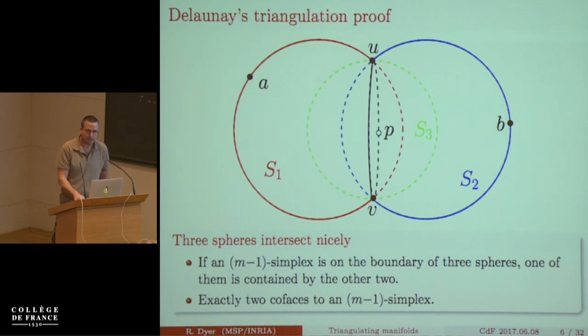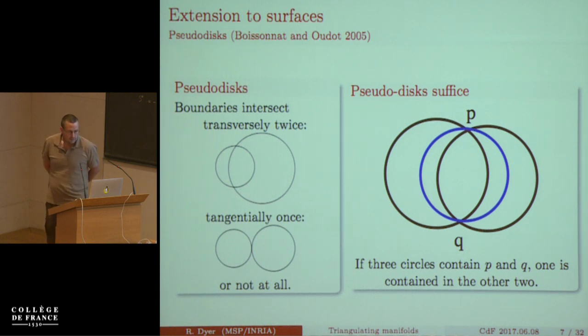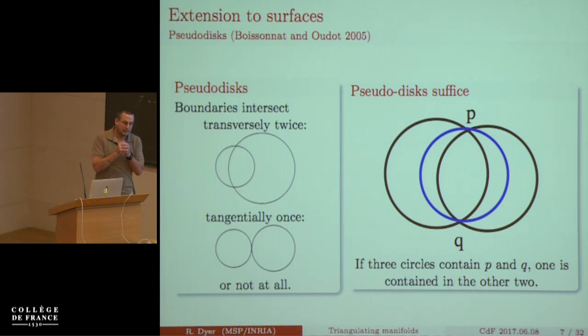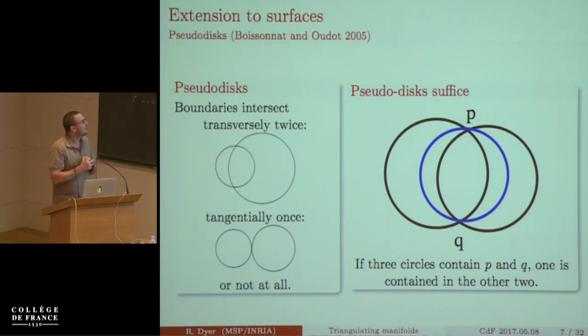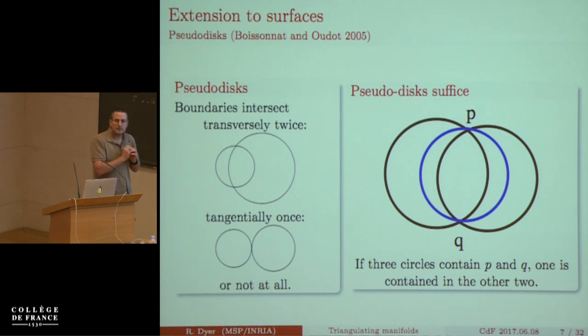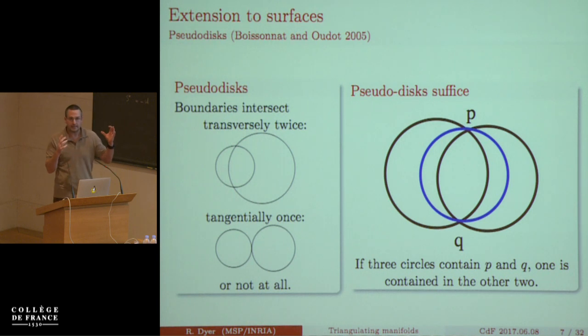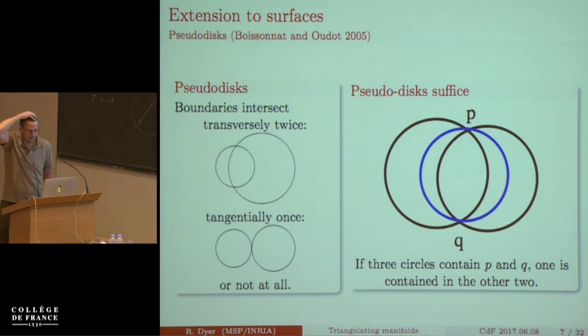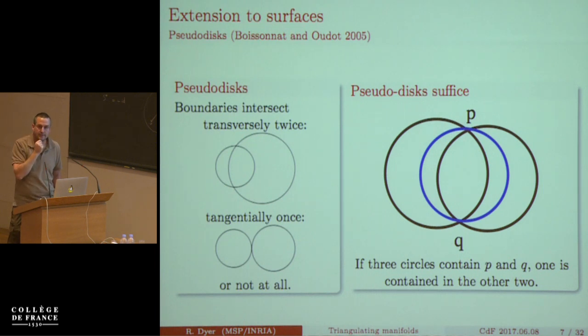So we're going to move from Euclidean space into surfaces. And there, when we're triangulating surfaces, Steve and Jean-Daniel observed that if you have, so they're using a metric of the ambient space just restricted to the surface, and they observed that for small enough balls, they have this pseudo-ball property, or the pseudo-disk property, which means if you're looking at the boundaries, they intersect the way Euclidean circles intersect. So either they intersect transversely twice, or tangentially once, or they don't intersect at all. And so in this two-dimensional domain, that suffices. If I have a codimension 1 simplex, which is defined by 2 vertices, and I have 3 circles that contain that, then I'm going to have this property that one of them has to be contained in the other 2.